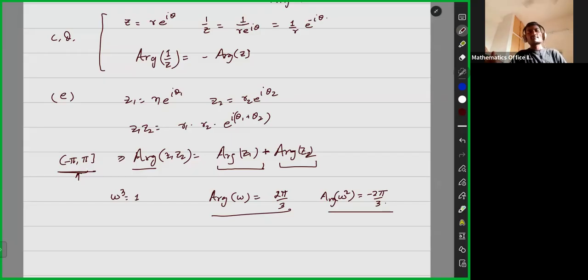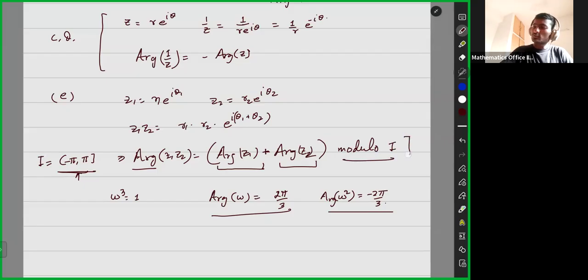So to make this work, we should go mod 2 pi or something like that. Then it should work. You should take modulo this interval. Let's say this interval is I. So modulo I, so that whenever it becomes bigger, you can mod out and get something inside. So I'm saying this will be the argument of omega squared: adding twice becomes 4 pi by 3, but if you go modulo I, it becomes minus 2 pi by 3.